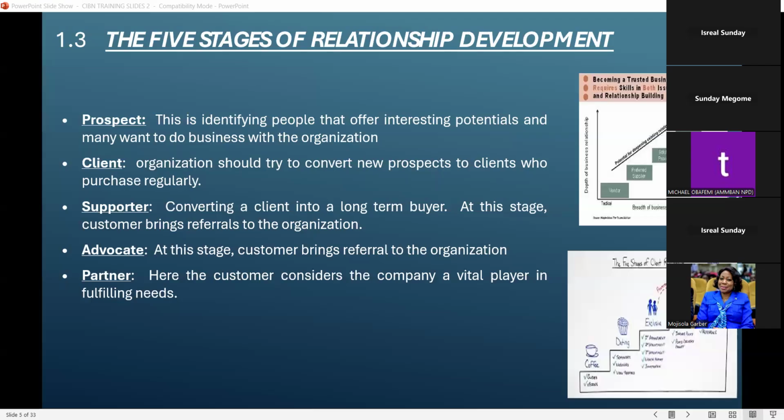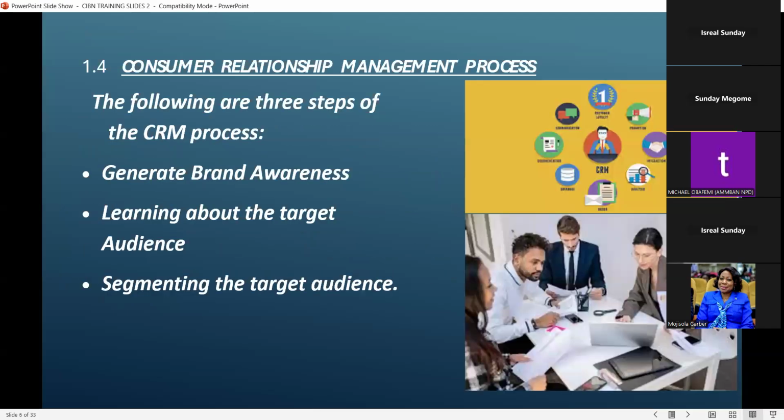So those are the 5 stages of customer relationship management. I move to the next slide. Consumer relationship management process. The following are the 3 stages of the consumer CRM process. 1, generate brand awareness.